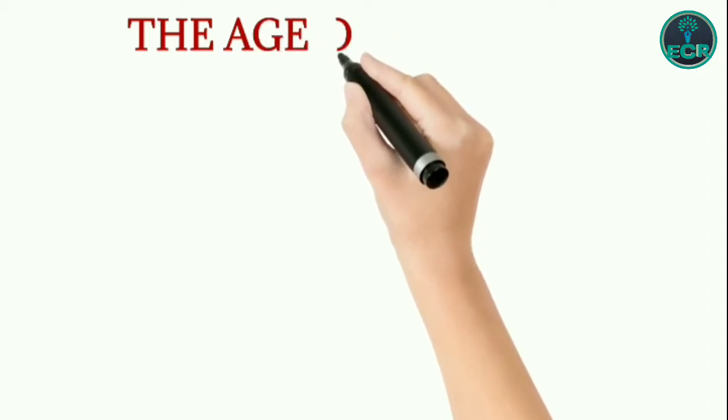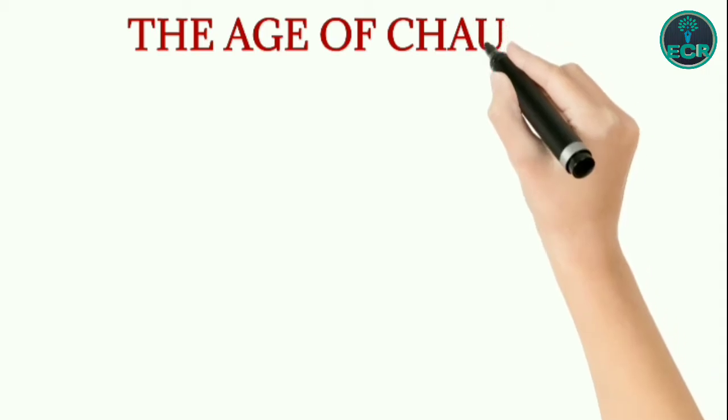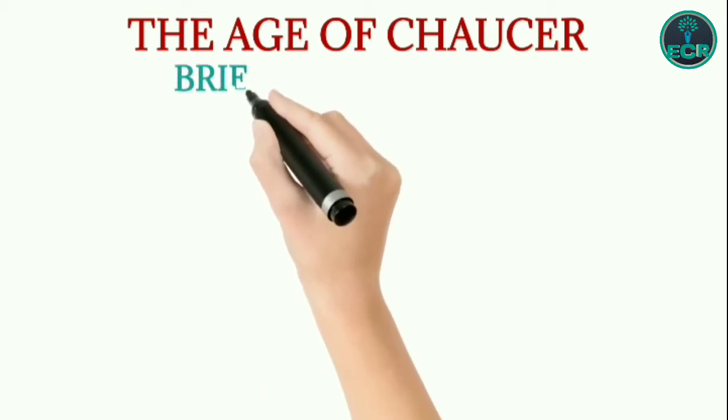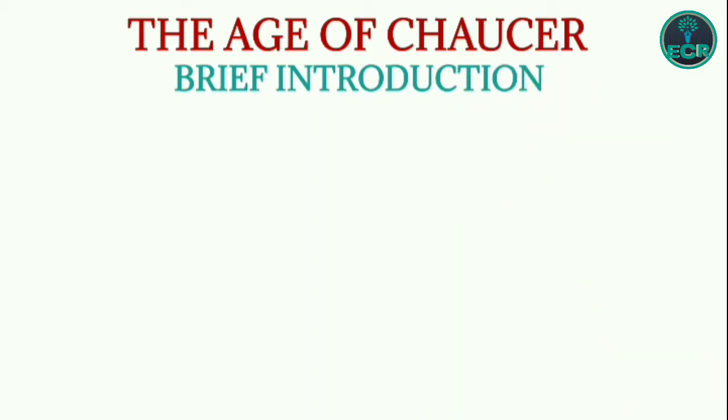Hello, this is Unit 3 under the title The Age of Chaucer from MEG 1, Block 1. In this video, we shall discuss the two important topics, that are historical background and cultural background of Chaucer's age. Let us first have a brief introduction to Chaucer.